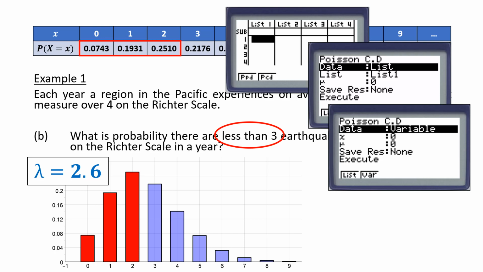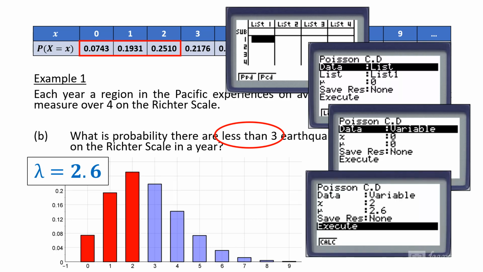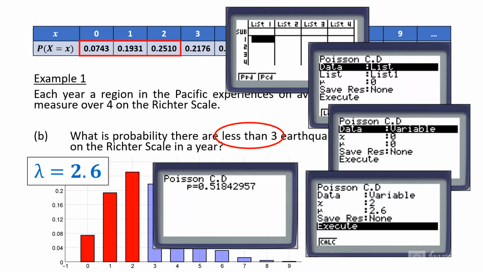So once again, we go into Poisson cumulative, and we're going to enter in our parameters. This time we have to enter in x is 2, because we want less than 3. We can't put 3. So we're going to put x is 2, which adds up 2, 1, and 0. We're going to put our mu is 2.6 lambda, and that gives us a probability of 0.5184. So the probability of less than 3 is 0.5184.